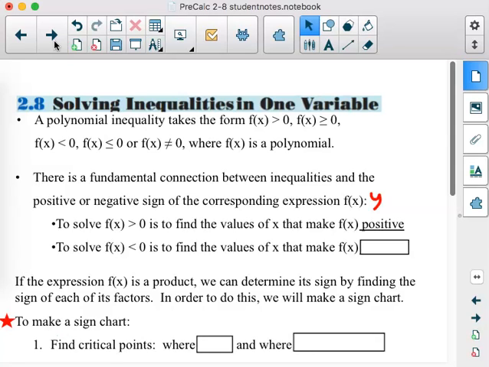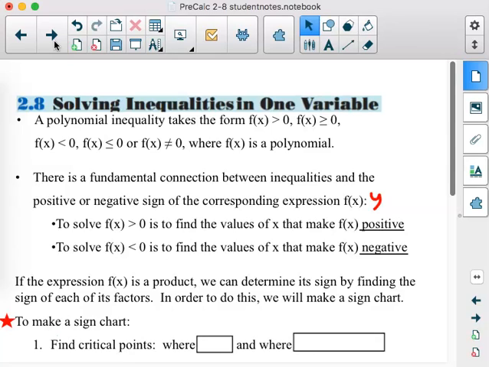And that's what we're looking for. What values of x can you put in that would place your graph above the x-axis? Because that's where the y's are positive. And to solve f of x is less than 0 is to find the values of x that would make f of x, logically, f of x is y, less than 0. Below the x-axis, those are negatives.